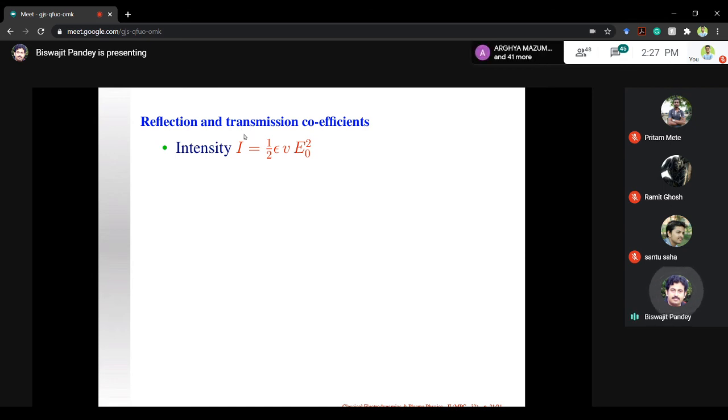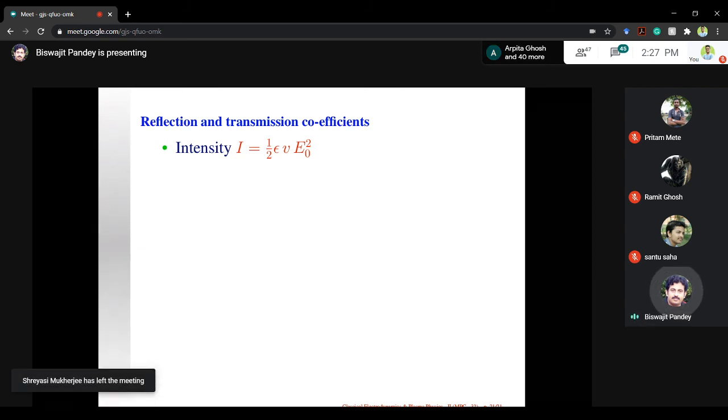But why is this half factor over there? Because E is actually E0 cos omega t or sin omega t, the real part, right? And if you take a time average of that, it will throw out a factor of half from sin squared or cos squared omega t, time average, right? So that's why this half factor is there. So this is intensity, the amount of energy crossing per unit area per unit time, right?